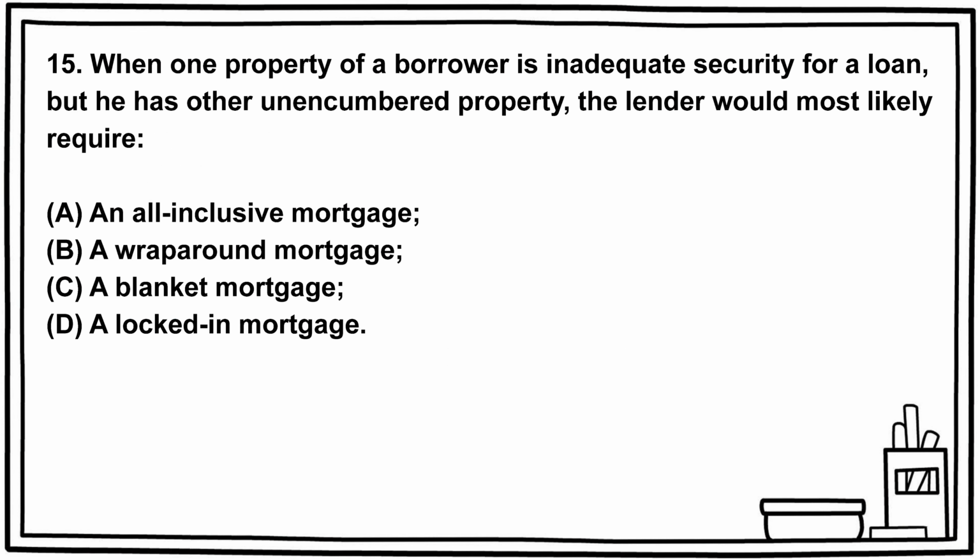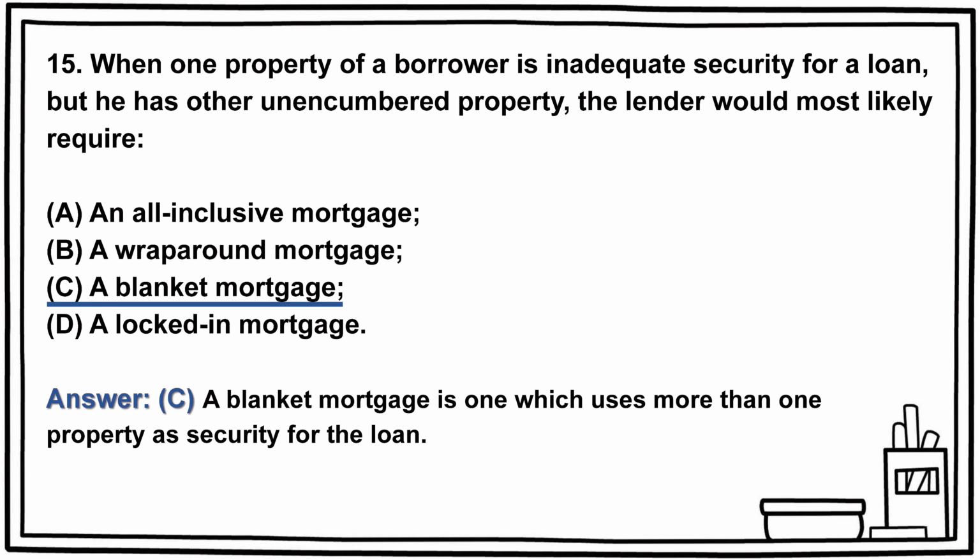15. When one property of a borrower is inadequate security for a loan, but he has other unencumbered property, the lender would most likely require: A. An all-inclusive mortgage. B. A wraparound mortgage. C. A blanket mortgage. D. A locked-in mortgage. Answer: C. A blanket mortgage is one which uses more than one property as security for the loan.